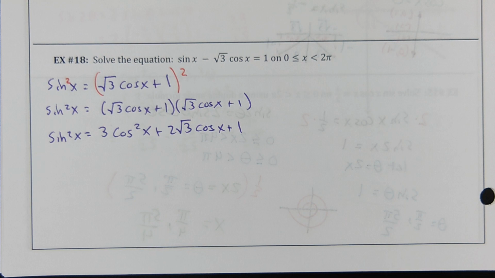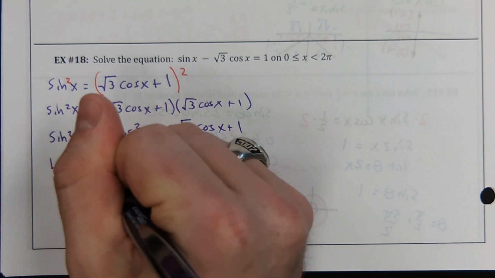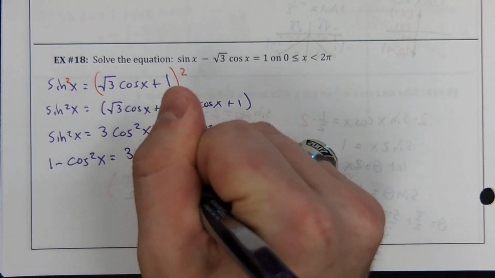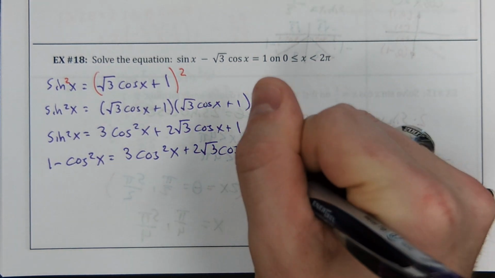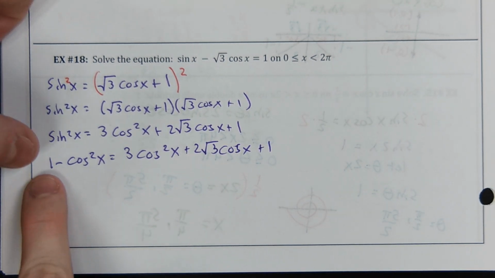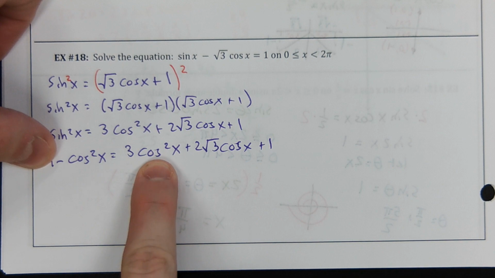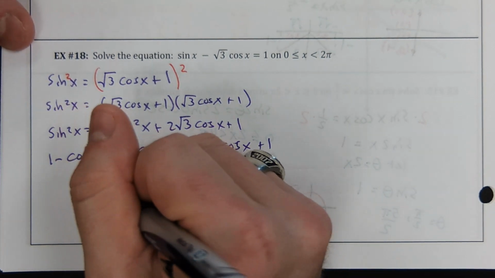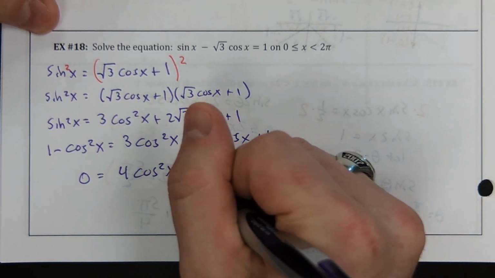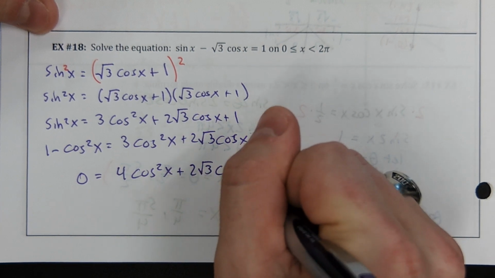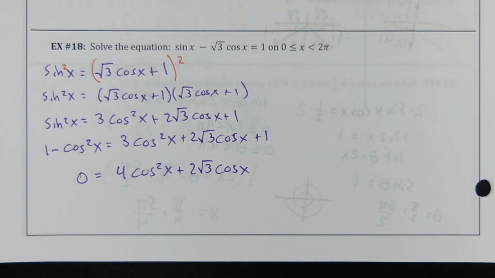Sine squared x equals 1 minus cosine squared x. And if you subtract the 1 from both sides and add the cosine squared x, what you get is this. So we're adding a cosine squared x, and the 1s are gone. How do we solve that?